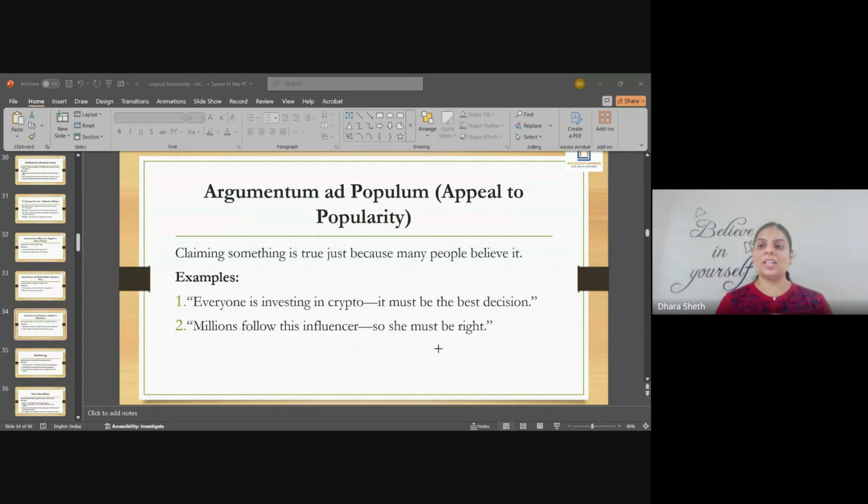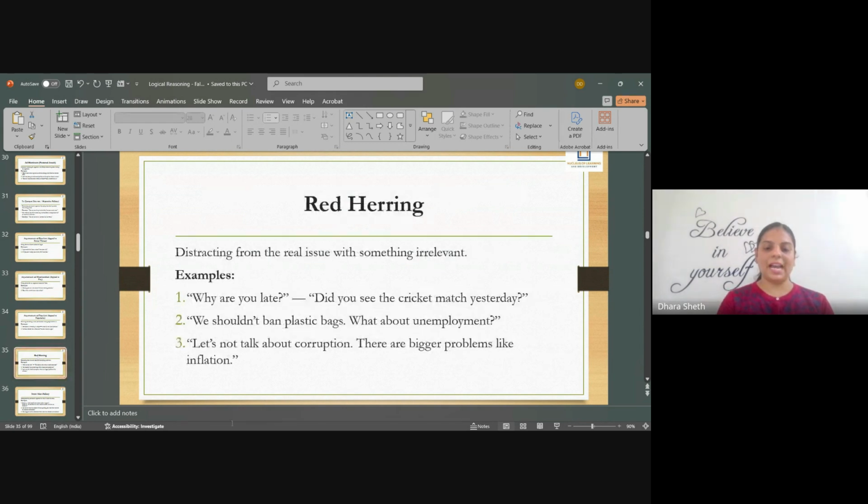Here it talks about the number of people who believe in it. I think the next one should be appeal to. We'll have one more fallacy that time I'll talk.